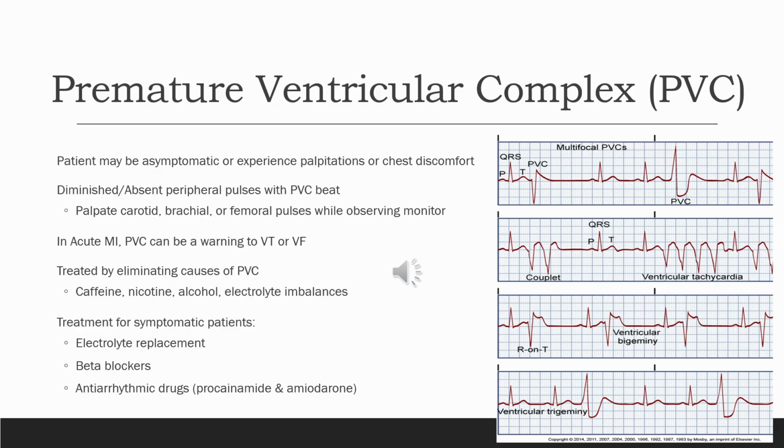Trigeminy occurs when every third beat is a PVC. That's on the final strip there, the one on the bottom. You can see every third beat is a PVC, so that's ventricular trigeminy. Couplets are two consecutive PVCs, which is what you see on that second strip there. And then also, like I talked about on the last slide, when there's a run of 3 or more PVCs together, that's what we identify as ventricular tachycardia.